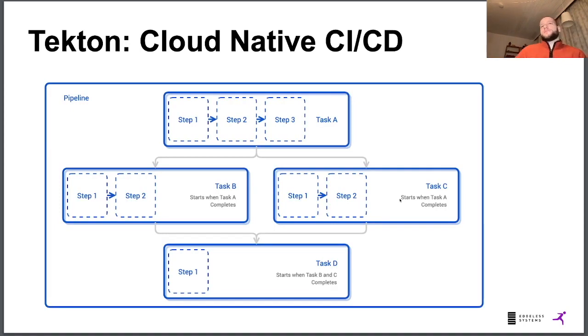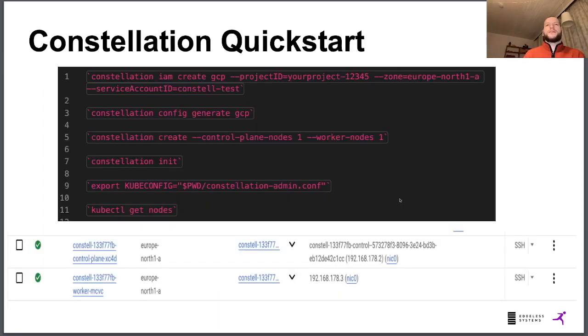Tekton is the cloud native CI/CD tool. It runs in your cluster. You can think of it as GitHub Actions, but running inside your Kubernetes cluster. Simply put, it's a collection of resources. You've got steps, tasks, and a pipeline. Steps make up tasks, and you combine tasks to make a pipeline. You can run tasks individually, and a little note: each step runs as a pod, so you can watch those and see how they behave.